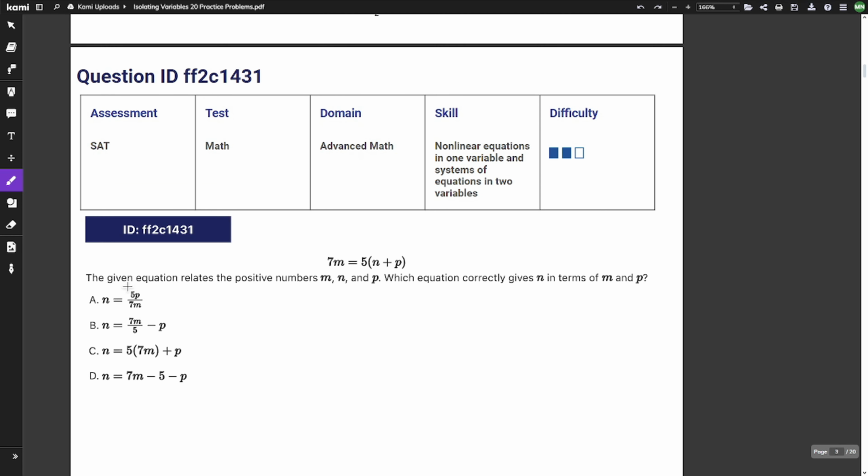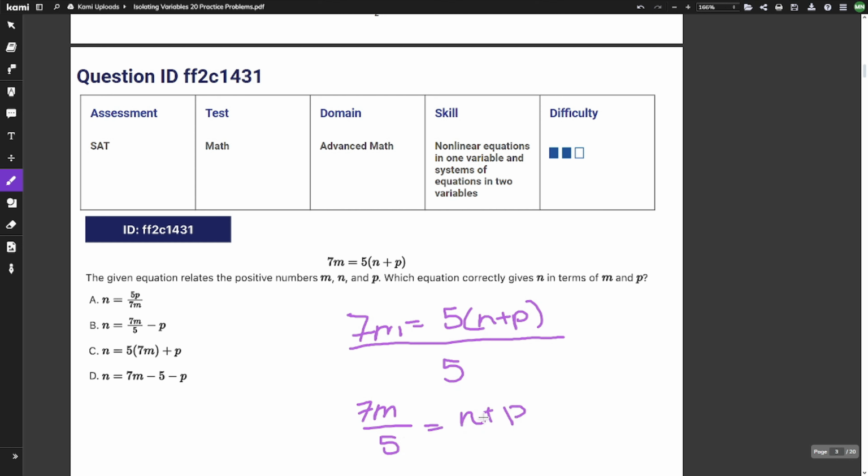Question number 3. The given equation relates positive numbers m, n, and p. Which equation correctly gives n in terms of m and p? So here we want to get n by itself. So we have 7m is equal to 5 times (n plus p). First thing, we're going to divide the entire thing by 5 so we can get this little parentheses thingy by itself. So we get that 7m divided by 5 is equal to n plus p. Then we're just going to subtract p from both sides to get n by itself. And we get that n is equal to 7m divided by 5 minus p, or B.